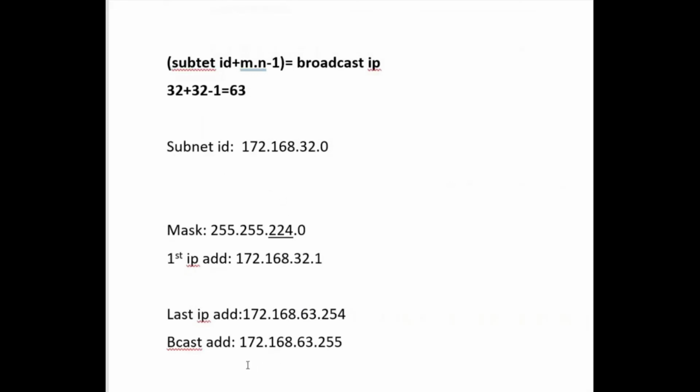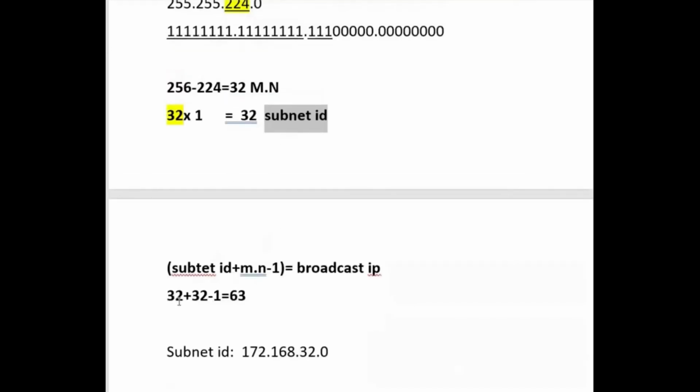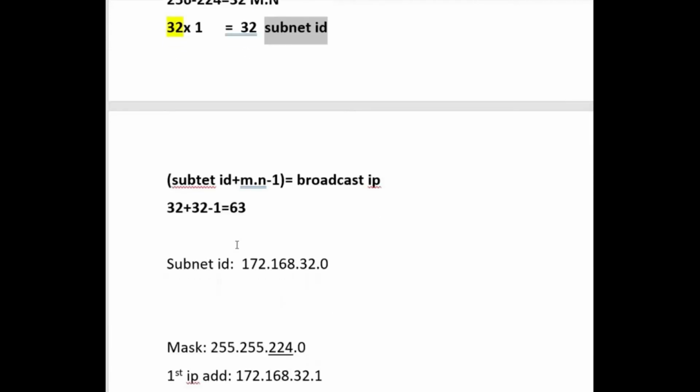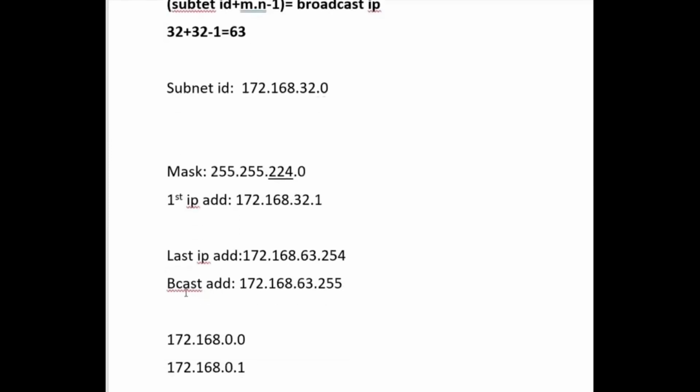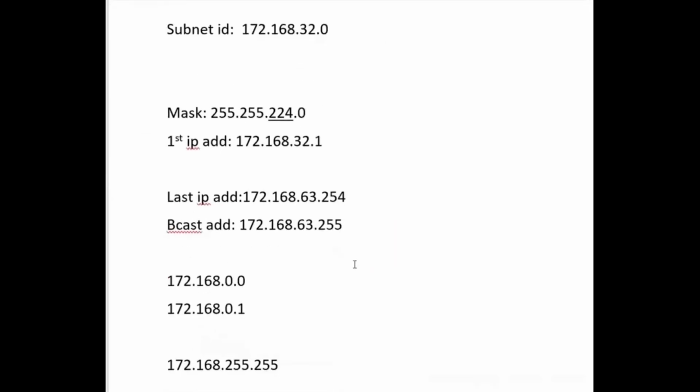Now how to find out the broadcast IP? Subnet ID, which is 32, magic number, which is 32. So subnet ID plus magic number minus 1 equals 63. And 63 is my broadcast octet. So 172.168.63.254. This is my broadcast IP. So this is another way we can find out the entire range.